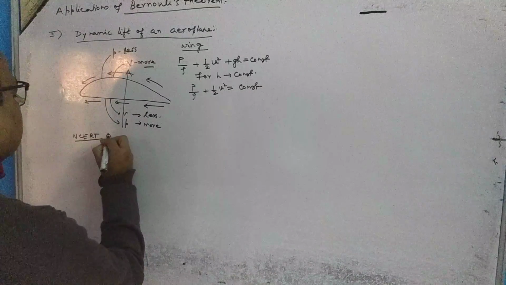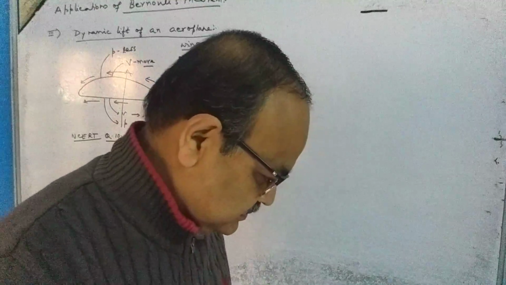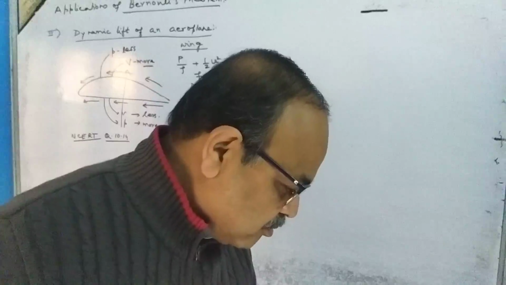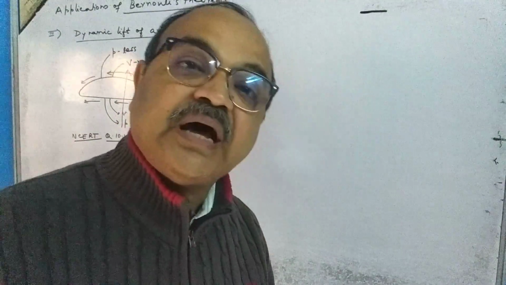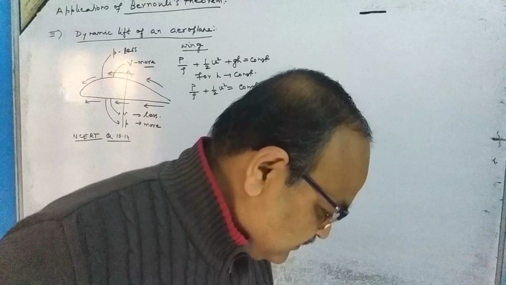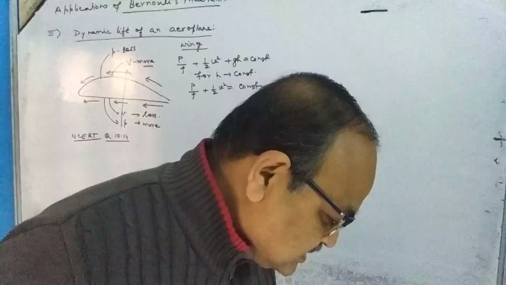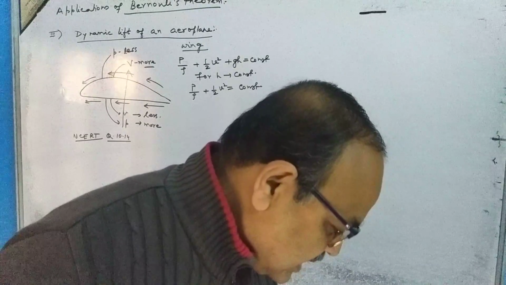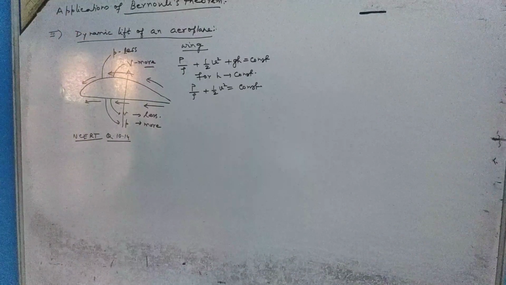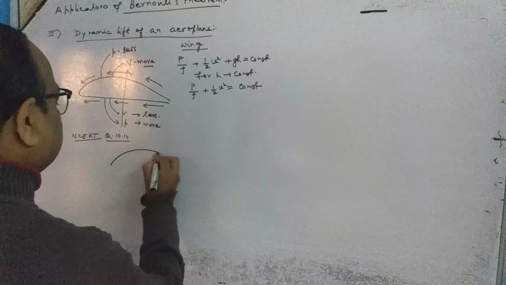Okay. Question number 10.14. Please see to this question. 10.14. In a test experiment on a model aeroplane in a wind tunnel, the flow speeds on the upper surface of the wing and lower surface of the wing are 70 meter per second and 25 meter per second respectively. Very simple. It is saying, suppose I am repeating this figure.